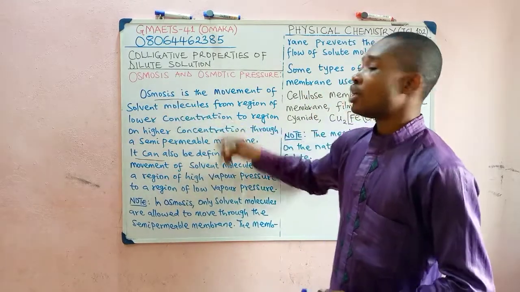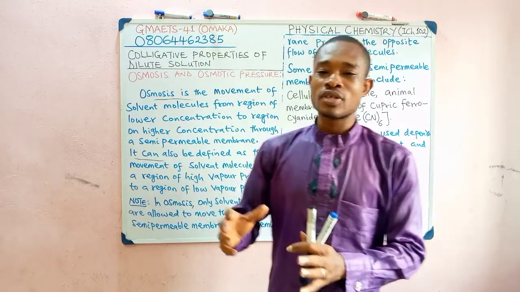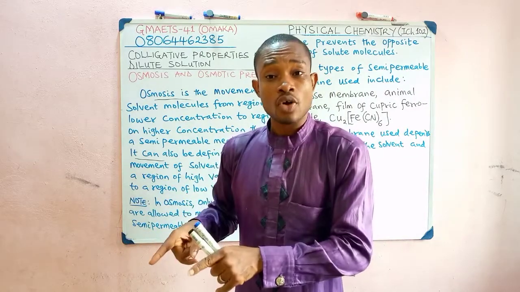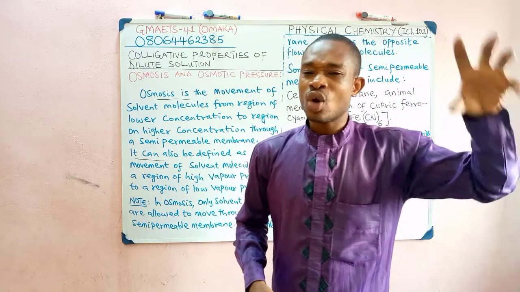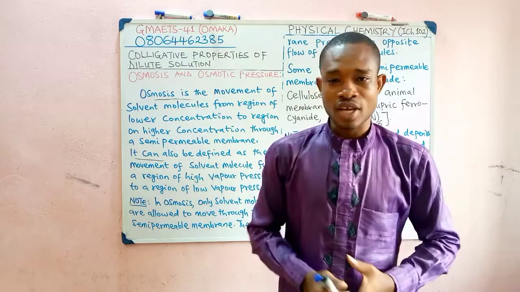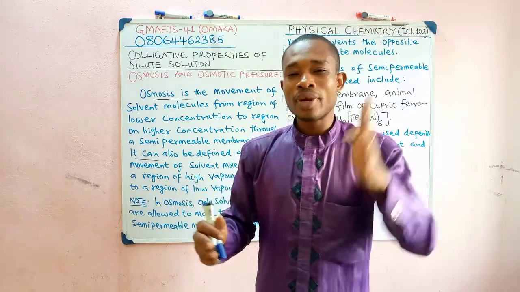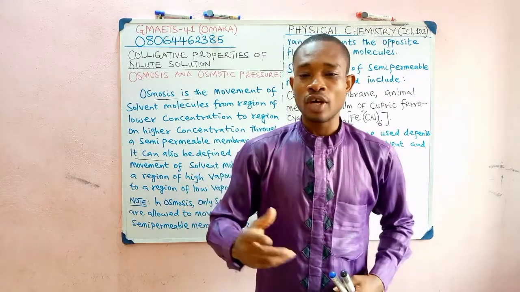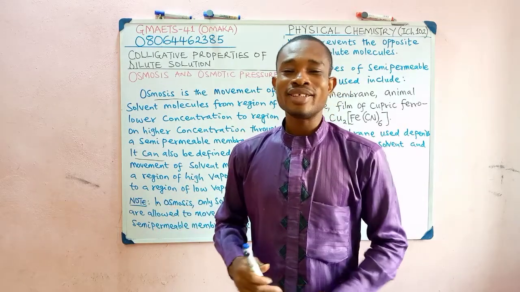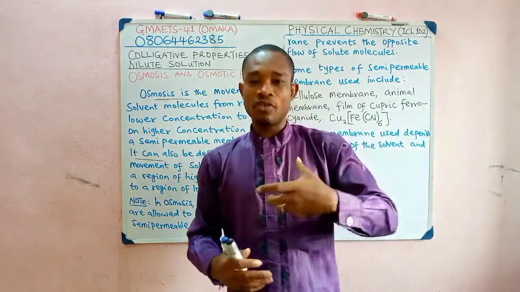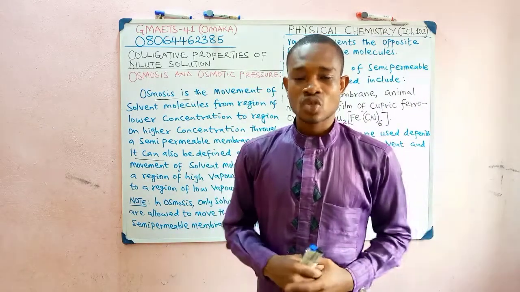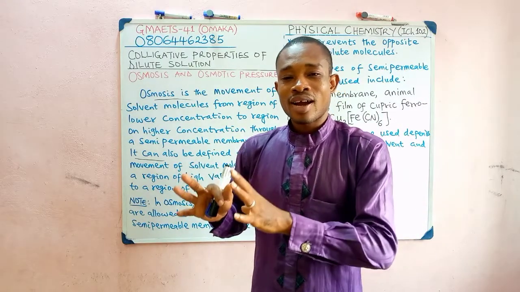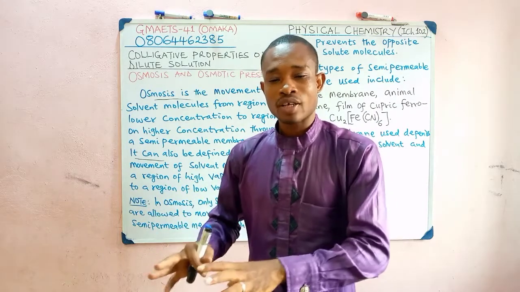So the first definition is in terms of concentration, where osmosis is defined as the movement of solvent molecules from a region of lower concentration, which is the solvent, to a region of higher concentration, which is the solute. There, it will now form the solution. Is that okay? And this movement is through a semi-permeable membrane. The semi-permeable membrane allows the selective flow of the solvent molecules while preventing the backflow of the solute molecules into the solvent. So take note of the definition in terms of what? Concentration.